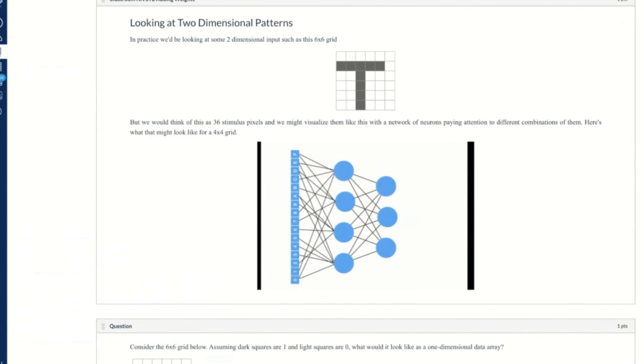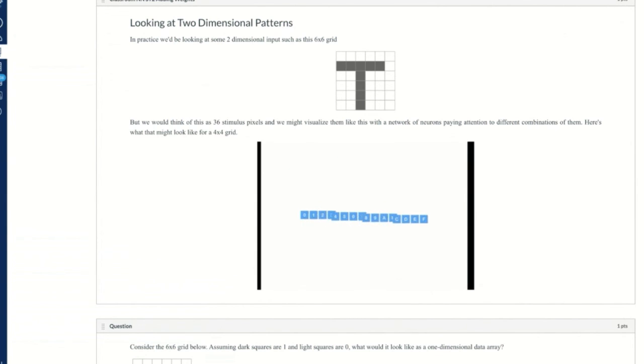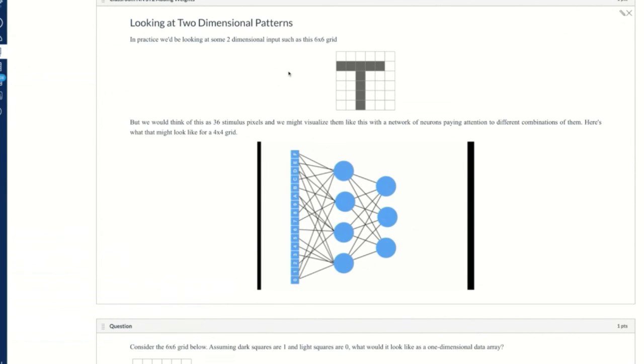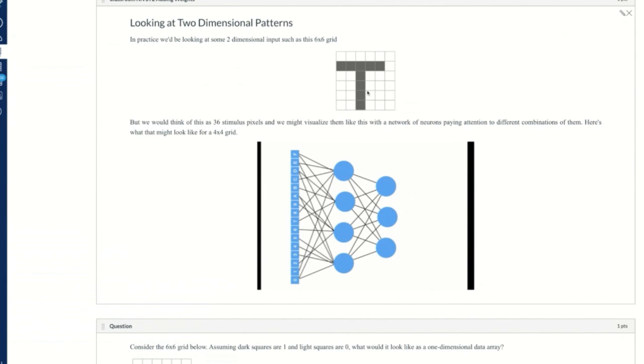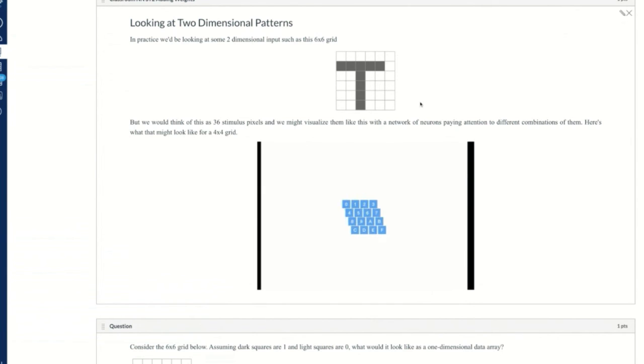So let's imagine that the world that we're looking at is this 6x6 grid at the top here. And imagine that what we're looking for is the letter T. The dark pixels here, you can think of them as having the value 1, and everything else has the value 0. So what we want to do is have our network recognize the letter T, but that letter T could be written in a lot of different ways.